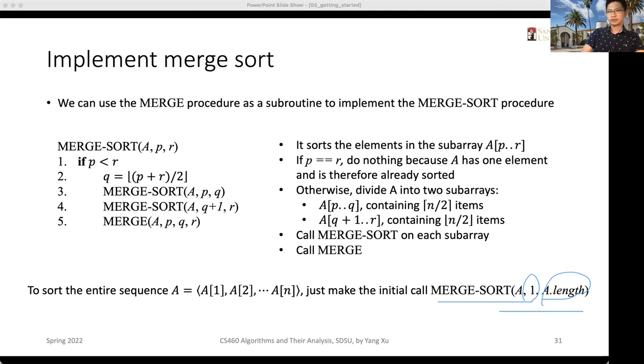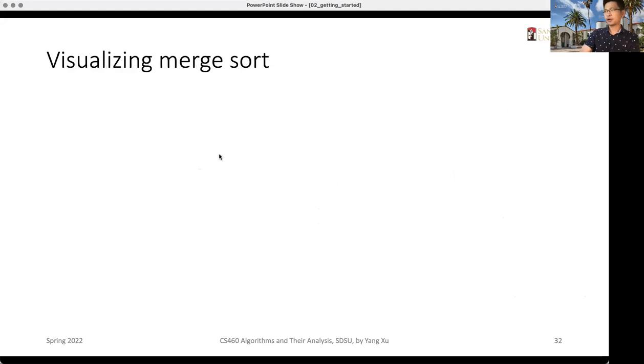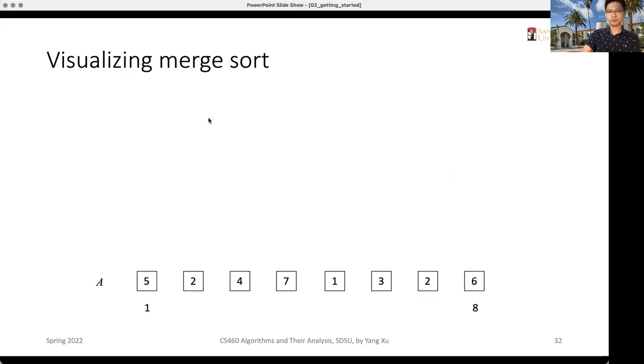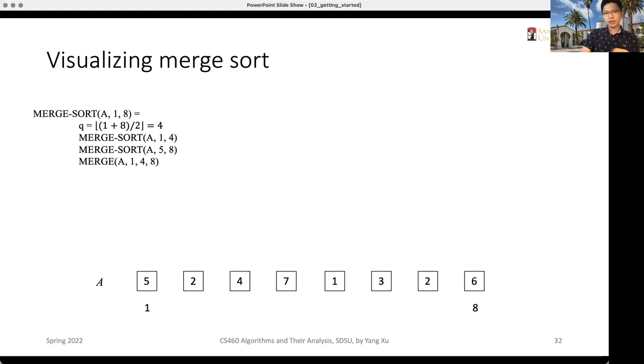All right, let's step into the calling procedures, because the recursive calls are a little bit hard to keep track of at the beginning, but we can use a simple example to see how they occur. Let's look at an input that is basically in random order: 5, 2, 4, 7, 1, 3, 2, 6, eight numbers in our input array. According to the algorithm, we call merge sort on the array A with starting index 1 and ending index 8.